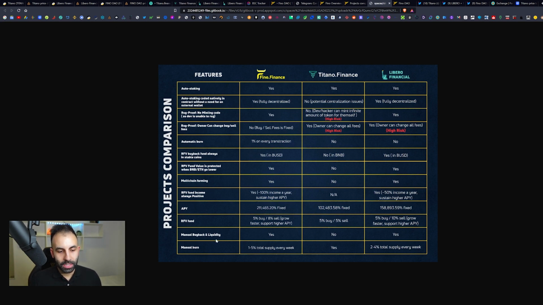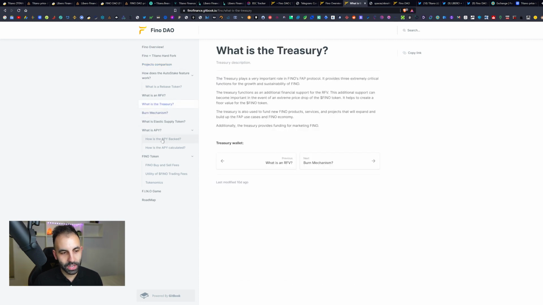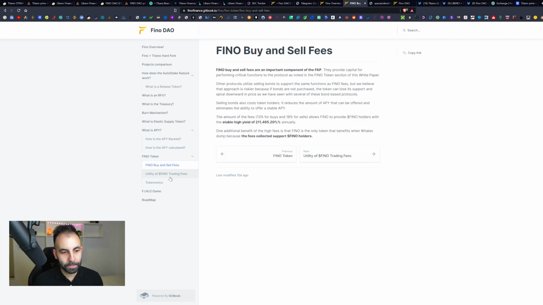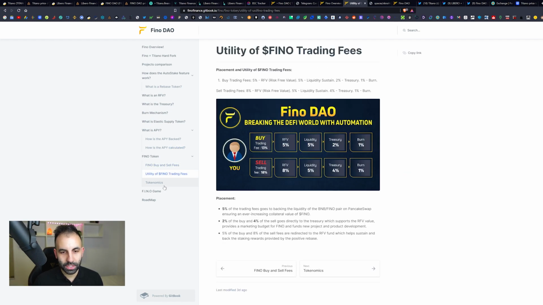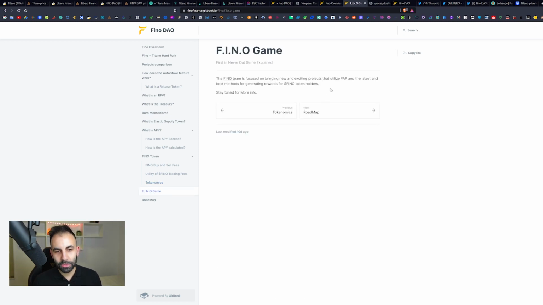Basically, manual buyback and liquidity, yes, and manual burn 1 to 5 times total supply every week, which is great to see. So yeah, that's what separates it out, and you guys can go through the burn mechanism. What is the treasury here? And they have really interesting details. You can go over the calculations as to how the tokenomics works as well, how the automation works, and you can see more information here about the Fino game as well.